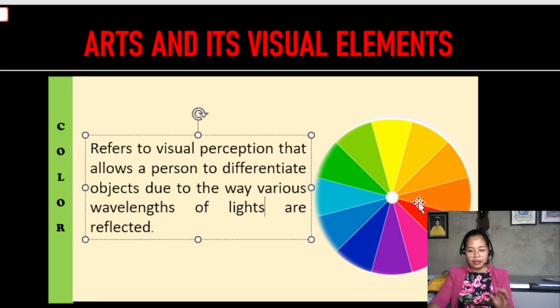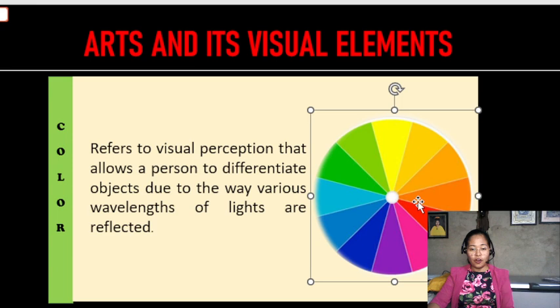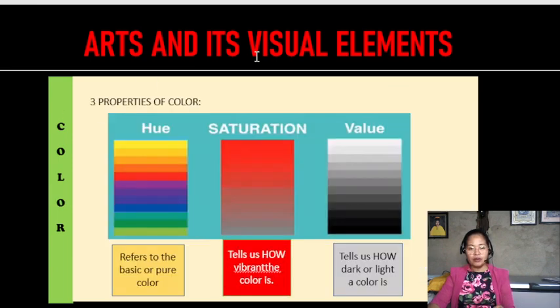Okay, so we are very much familiar with this color wheel since elementary days. We know this already. Okay, now we go to the properties of color. Okay, so we have here the hue, the saturation, and the value. When we say hue, this refers to the basic or pure color. And then the saturation, this tells us how vibrant the color is. And then when we say value, it tells us how dark or light the color is. So these are the properties of color.